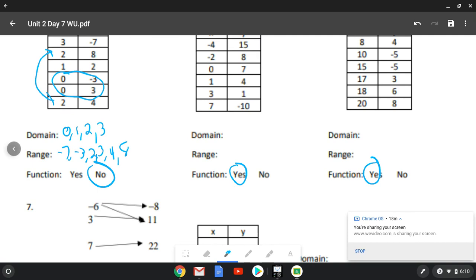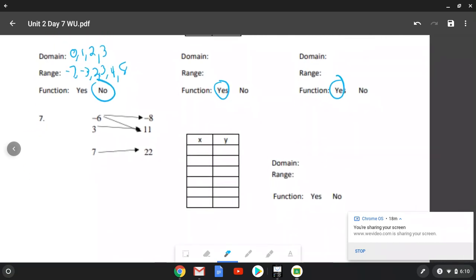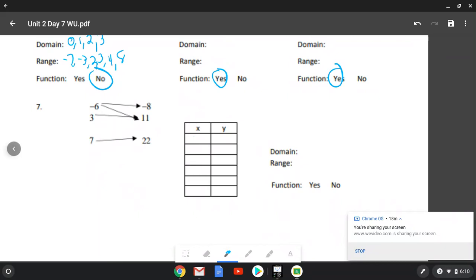And then number 7 is similar to what we did on the front of this. So we have -6 goes to -8. We have -6 going to 11. We have 3 going to 11. And 7 going to 22. So my domain would be -6, 3, and 7. That's kind of an ugly 7. Most of my stuff is, though. And then my range is -8, 11, and 22.